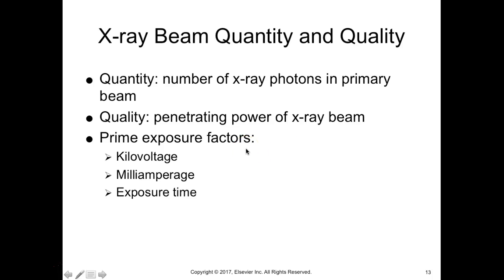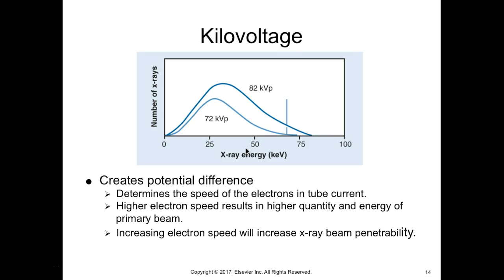When we're talking about quantity and quality, quantity is the number of photons in the primary beam. Quality is the penetrating power of the beam. Your primary exposure factors are kilovoltage, milliamperage, and exposure time. Kilovoltage creates a potential difference, so it determines the speed of the electrons in the tube current. Higher electron speed results in higher energy of the primary beam. Increasing the electron speed will increase the beam penetrability.